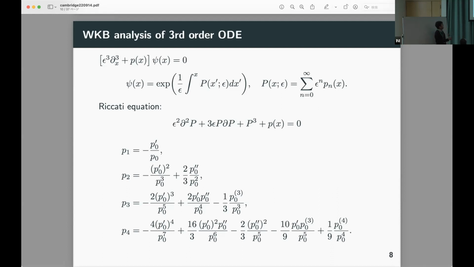Then actually this can be solved recursively from P naught. I will not write down P naught, so maybe right there. This is a cube root of the P of x, the function appearing in the potential part. Then we can solve this as you wish on the computer.